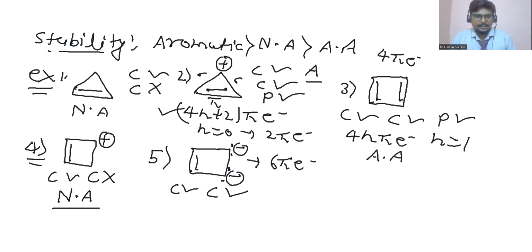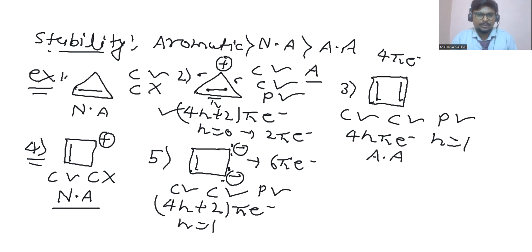So which rule is satisfied? It satisfies 4n plus 2 pi electrons. So if you put n equals to 1, you'll get the 6 pi electrons. That means it satisfies planarity also. So it satisfies cyclic, conjugation, planarity and 4n plus 2 pi electrons also. So obviously it is aromatic. Aromatic. Okay, clear.